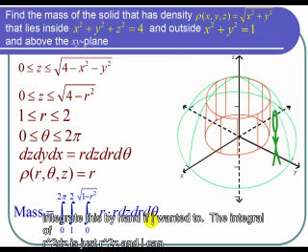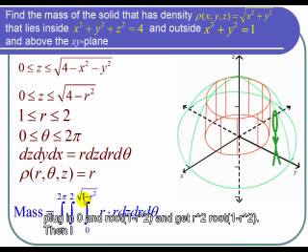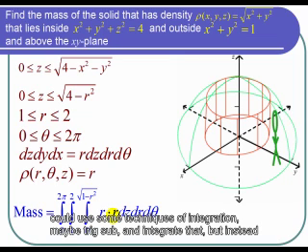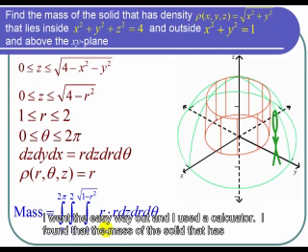So I could integrate this by hand if I wanted to. The integral of r squared dz is just r squared z, and I can plug in 0 and the square root of 1 minus r squared and get r squared times the square root of 1 minus r squared. Then I can use some techniques of integration, maybe trig sub, and integrate that, but instead I went the easy way out, and I used a calculator.